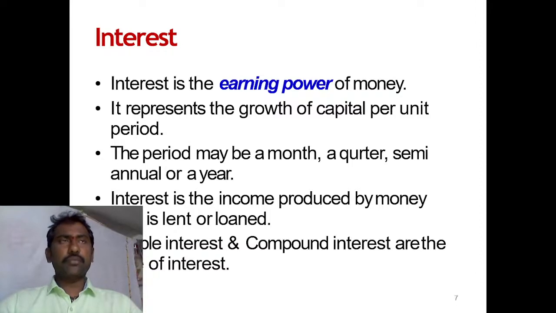Interest is the income produced by the money that is lent or loaned. Simple interest and compound interest are the types of interest rates. Based upon the interest rate only, the earning power of the money will depend. As the interest rate increases, the earning power of the money increases. And as the interest rate decreases, the earning power of the money also decreases.